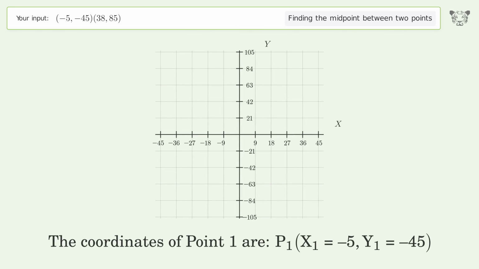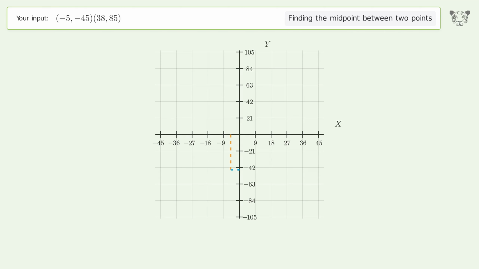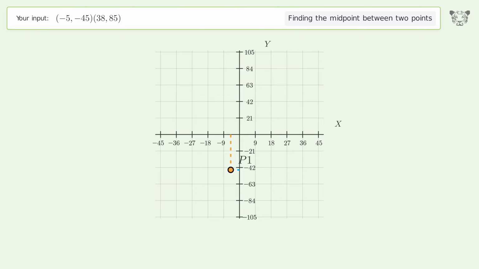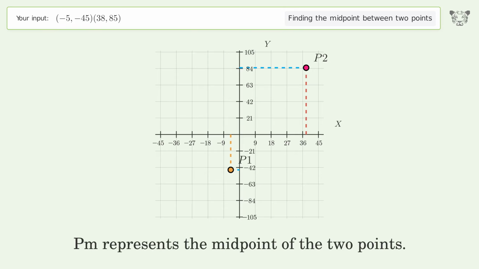The coordinates of point 1 are x1 equals -5, y1 equals -45. The coordinates of point 2 are x2 equals 38, y2 equals 85. PM represents the midpoint of the 2 points.